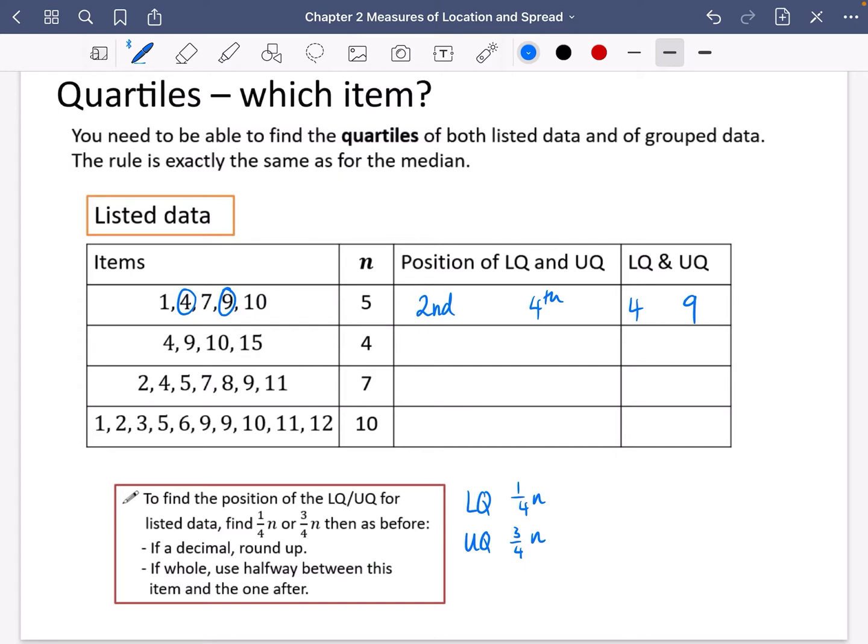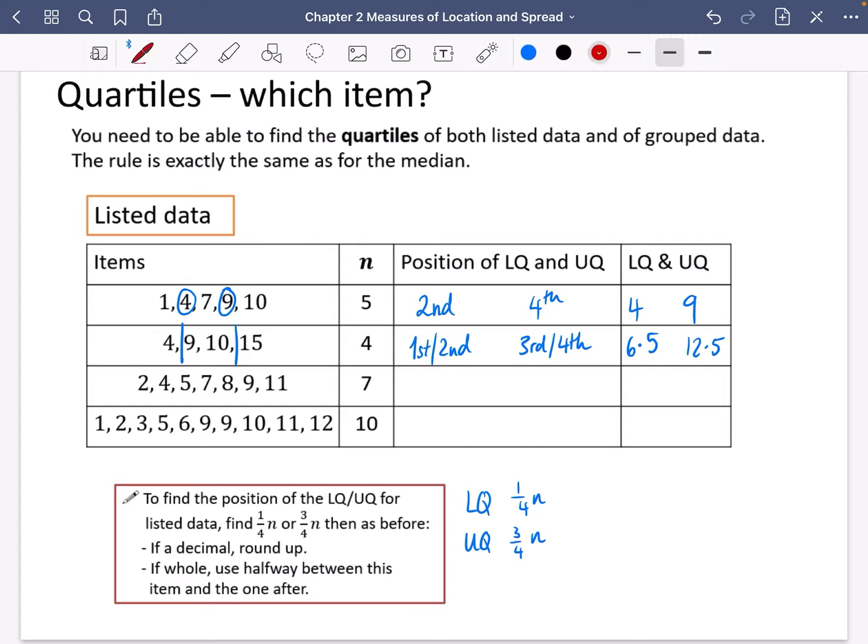Now this one here, we've got 4 as n. So when we do a quarter of 4, we get 1. And if it's a whole number, then we use halfway between this and the one after. So the lower quartile is going to be in between the first and the second. So you'll do 4 add 9 is 13, and half of 13 is 6.5 for the lower quartile. And when we do 3/4 of 4, we get 3. So that means it's going to be in between the third and the fourth. It's a whole number, so we go in between the third and fourth. So that's where the upper quartile would be. It would be in between 10 and 15, which is going to be 12.5. And just a quick note, if you imagine the median being in here, you can really see how they're kind of like equally spaced as we go along like this.